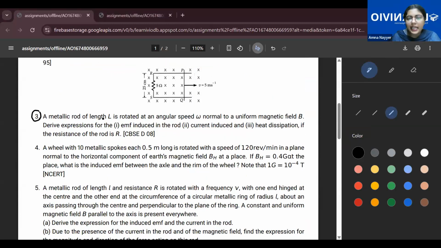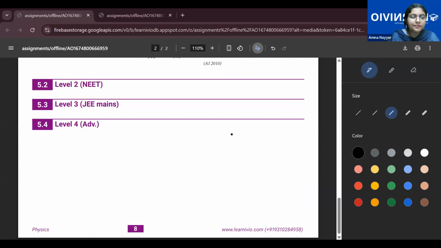See, this says a metallic rod of length L is rotated with an angular speed omega, normal to the uniform magnetic field. You have to find the induced EMF, current, and heat dissipation if the resistance is given as R. When we talk about the EMF, we know motional EMF is given by BLV. We also know one thing, V is equal to omega into R.